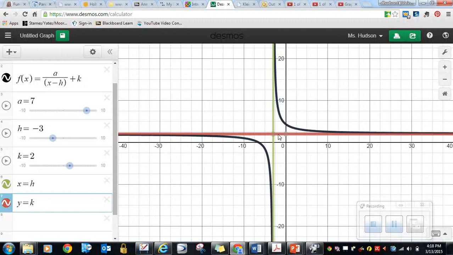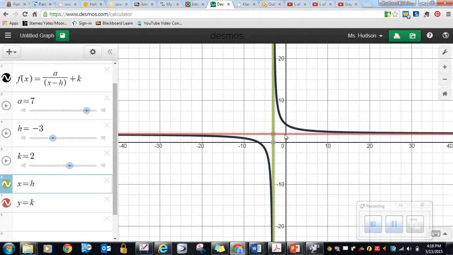So this graph has a vertical asymptote at x equals h, or negative 3, and it has a horizontal asymptote at y equals k, or y equals 2. The domain is going to be every x except this one here. It can't take on the value of negative 3. X can't be negative 3. So you would say all real numbers, x not equal to negative 3.